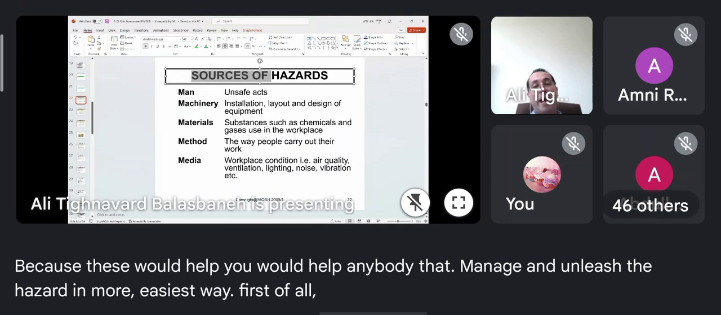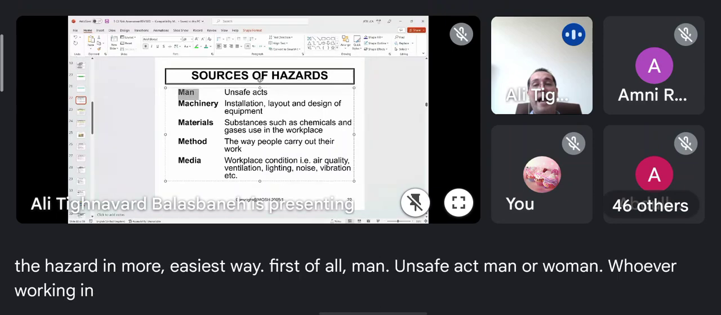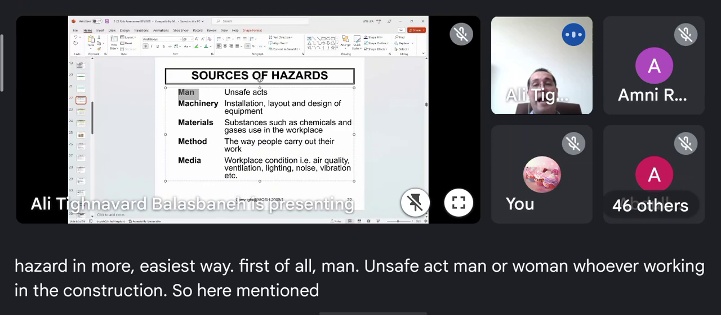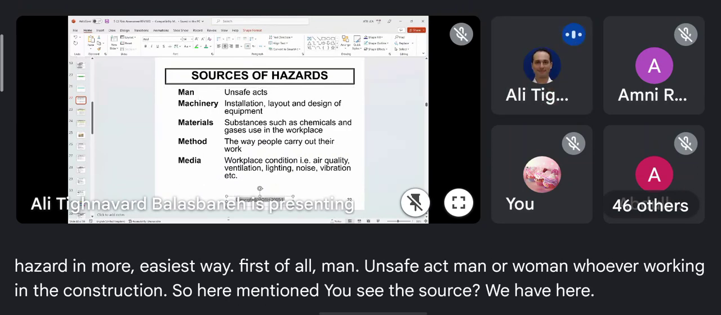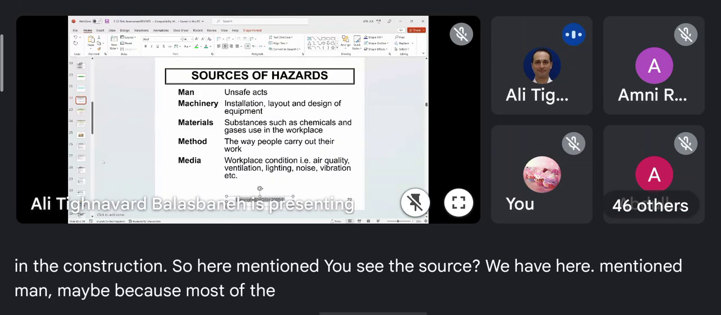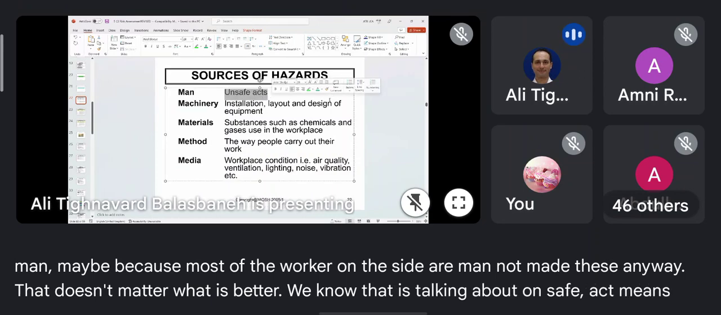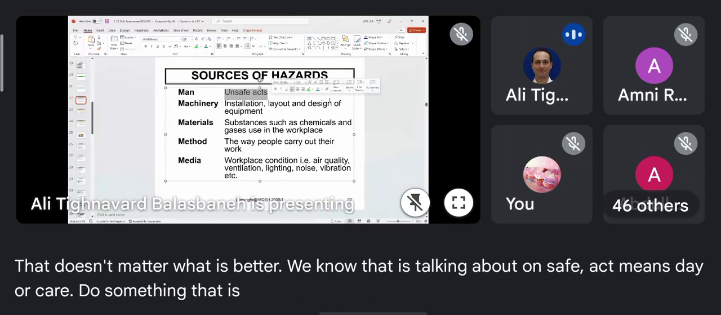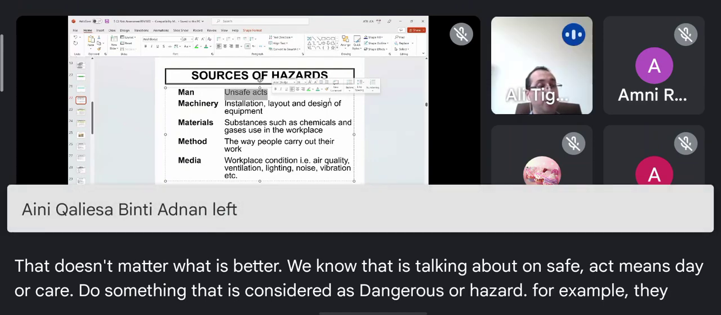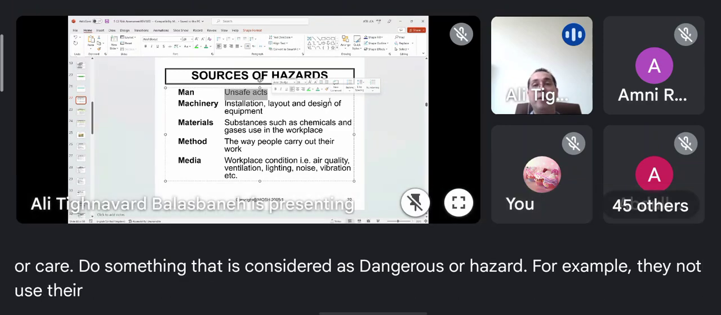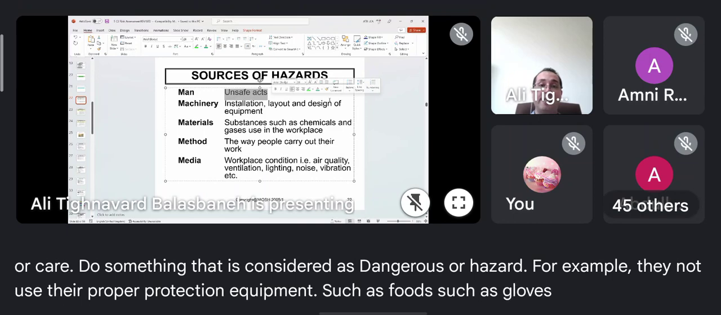First of all, man: unsafe act, man or woman, whoever is working in the construction. So here, you see the source we have mentioned. Man maybe because most of the workers on the site are men, not ladies. Anyway, that doesn't matter. What matters is that we know it is talking about unsafe acts. It means the worker does something that is considered dangerous or hazardous. For example, they do not use proper protection equipment, such as boots, gloves, or any other things.